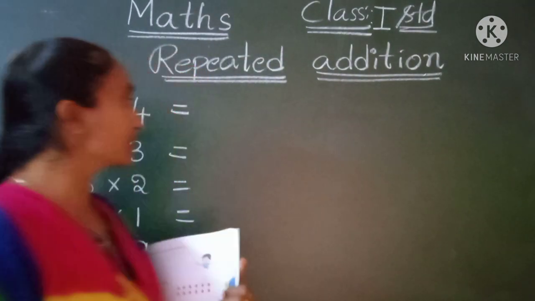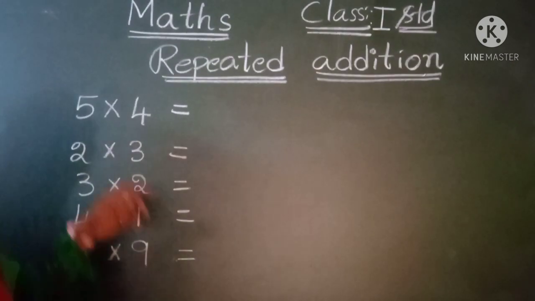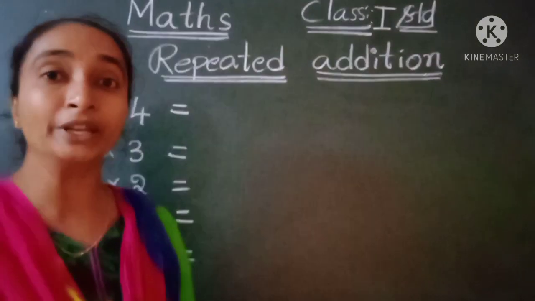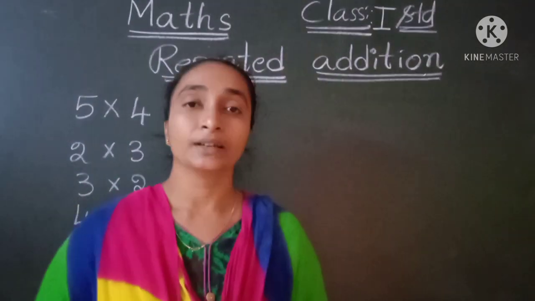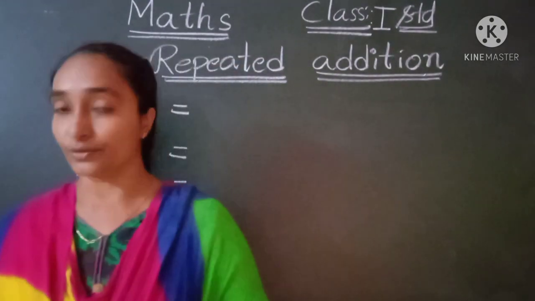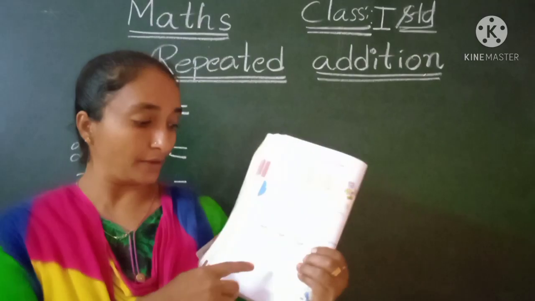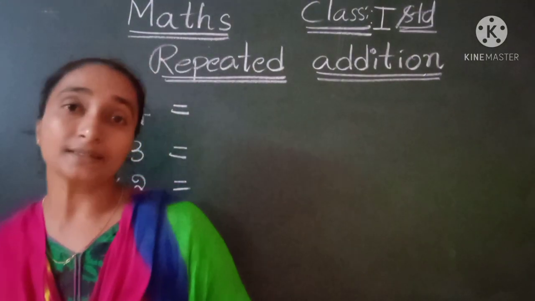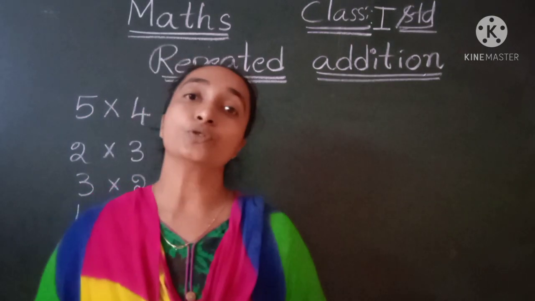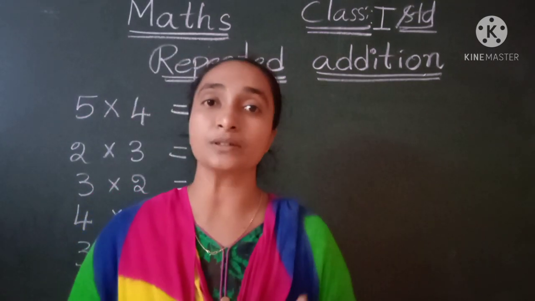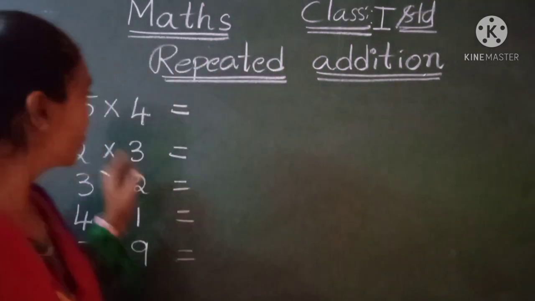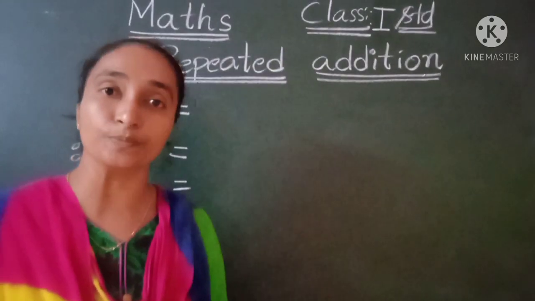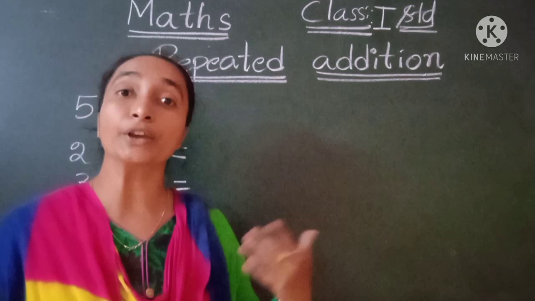So how could we write this repeated addition? 5 into 4. That means how many groups are there? No need to be confused. We have already done this before, children. The first number means the groups. How many groups will there be? The first number will show it for us. Here they have given 5. That means 5 groups are there. So 5 groups are there.